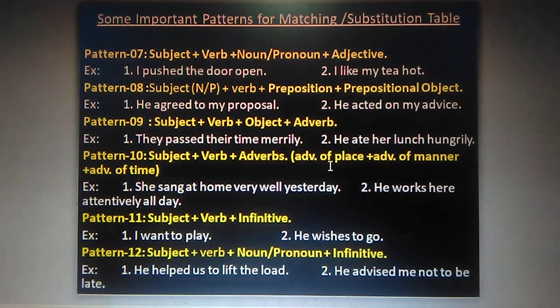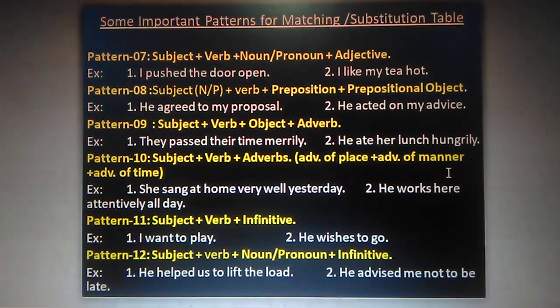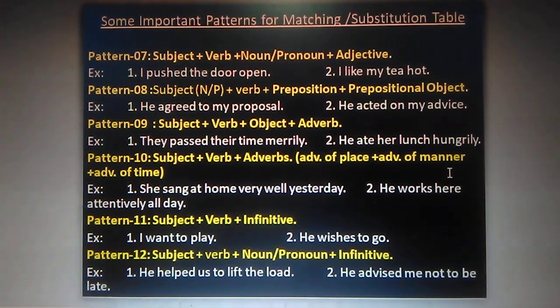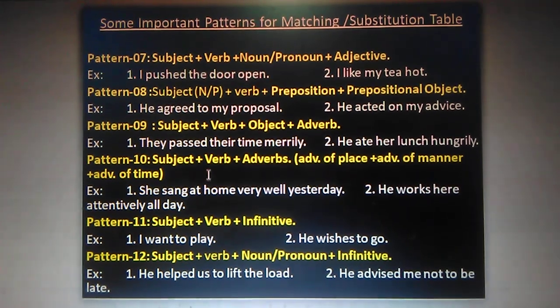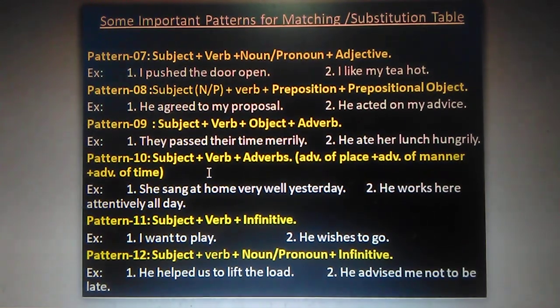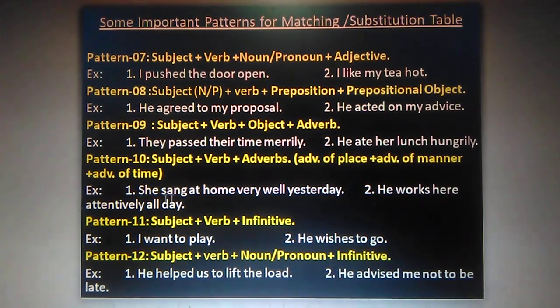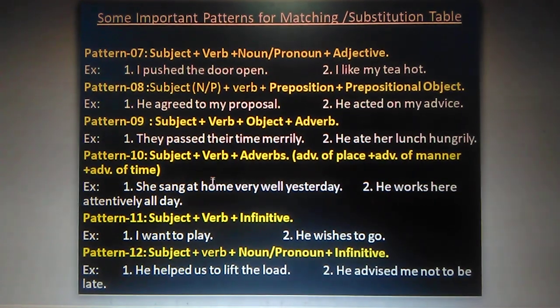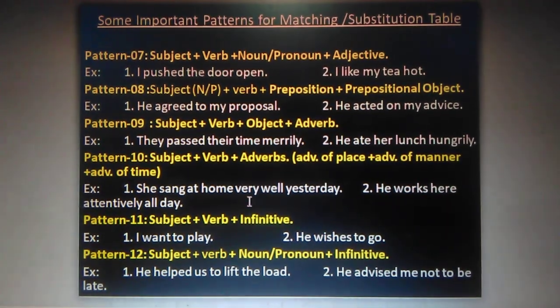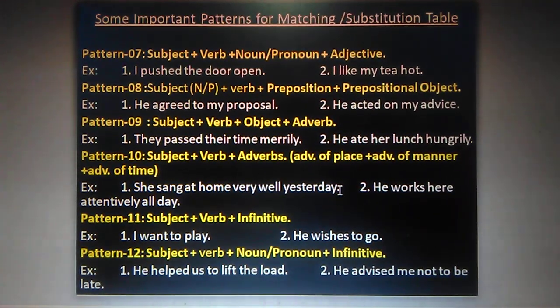Adverb of place, the adverb which is used to indicate the place. Adverb of manner, this is how anything happened. This is called adverb of manner. And adverb of time, you know, yesterday, today, or in the afternoon, or in the morning. That's: She sang at home very well yesterday. So here 'at home' is the adverb of place, 'very well' is the adverb of manner, and 'yesterday' is the adverb of time.